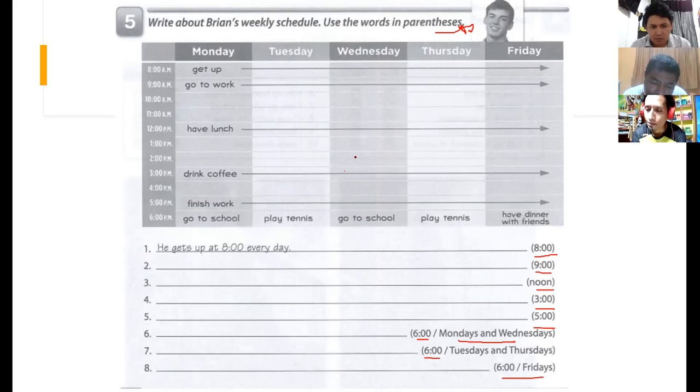Number seven. Baltasar, number seven. Six. Tuesdays and Thursdays. At six. Play tennis. He plays tennis twice a week, sería, ¿verdad? Yes, sir. Correct. ¿Va entendiendo, Baltasar? Sí, más o menos. Me conecté súper tarde, venía corriendo y por eso no escuché la explicación. Ajá, muy bien. Entonces nos falta la última, que es la 8.